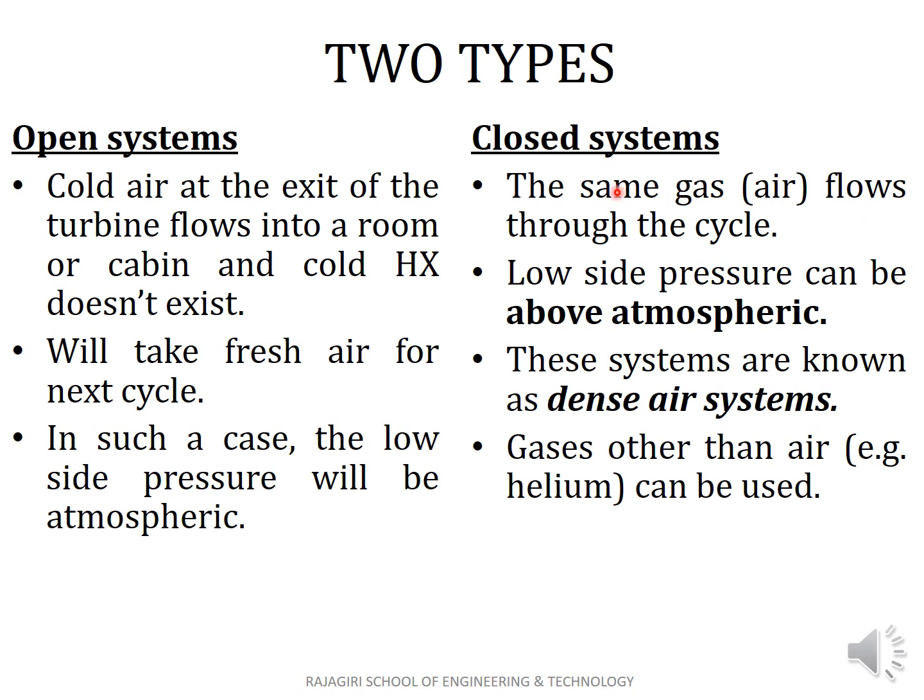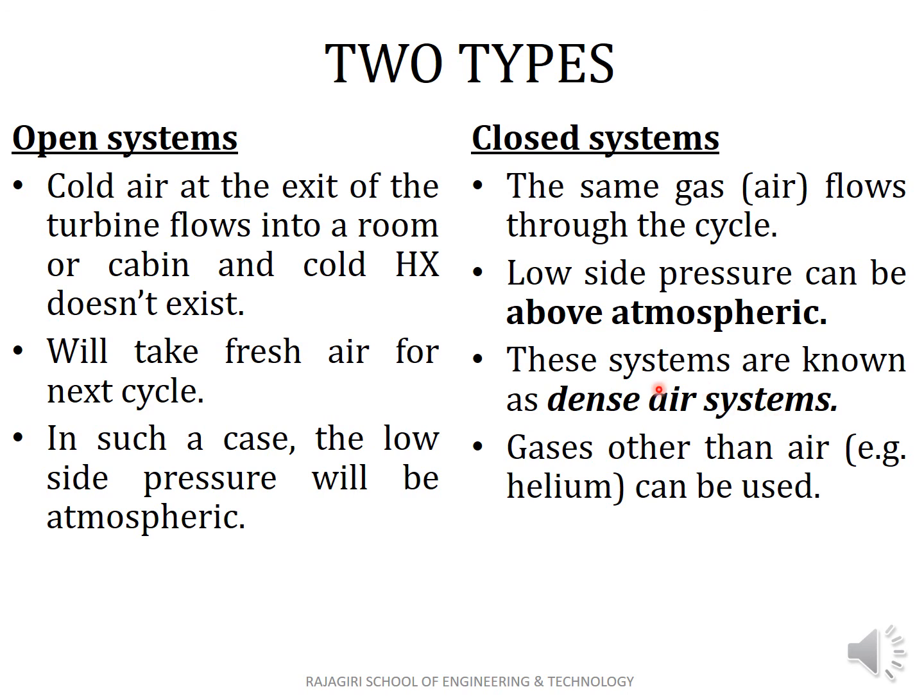Now, the other one is the closed system. The same gas or air flows through the cycle. We are not taking fresh air for each cycle; we will reuse the air again and again. In this type of system, the low side pressure can be above atmospheric, and these systems are known as dense air systems. A closed cycle air refrigeration system is called a dense air system.